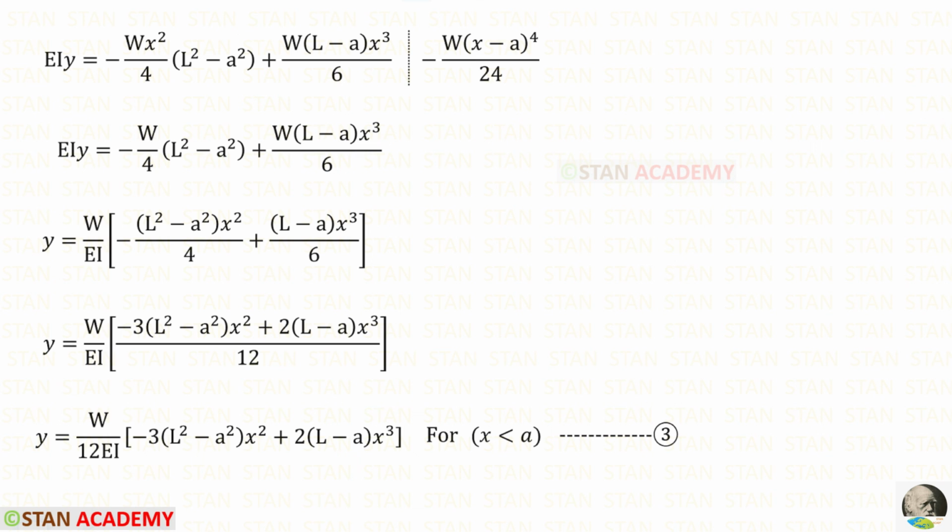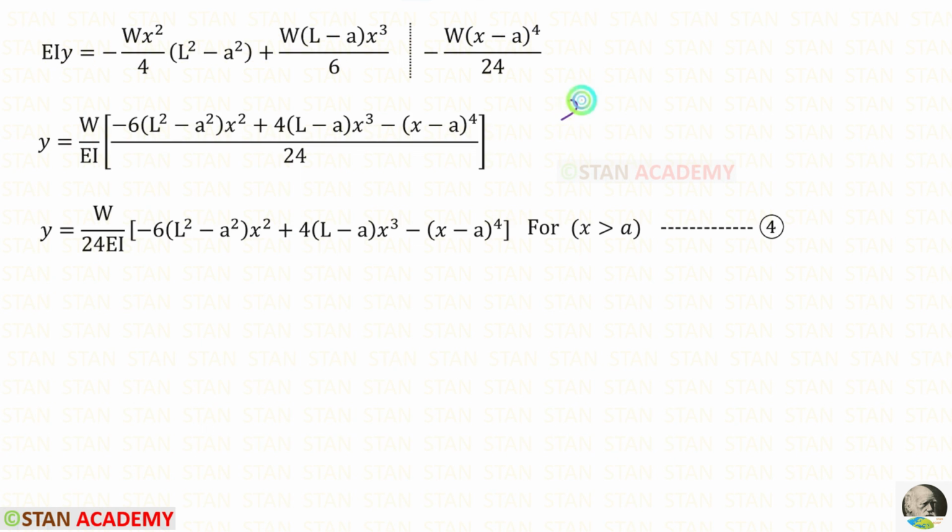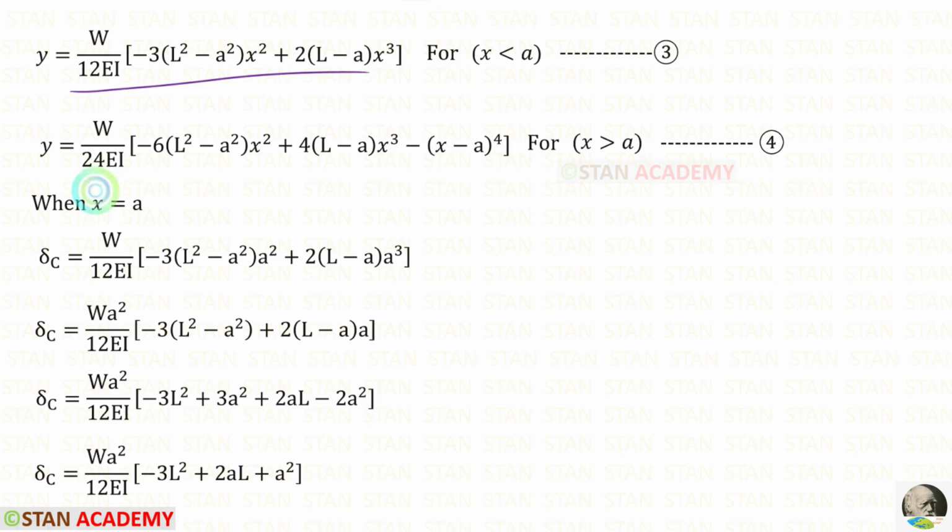Now let us take the deflection equation. When x is less than a, we should not consider this term. Only we have to take these two terms. After simplifying, we will get this equation. Let us keep this equation as number 3. When x is greater than a, we have to consider this term also. After simplifying, we will get this equation. Let us keep this as number 4. Using these two equations, we can find the deflection at any point of the beam.